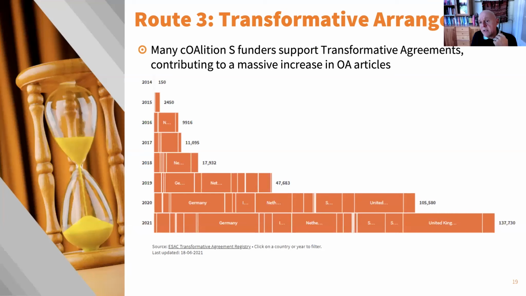And we can see indeed that transformative agreements, especially in Europe, have contributed enormously to the growth of open access articles. In 2015, you can see the numbers there. There's a large number of articles that have been published in open access thanks to these transformative agreements that libraries have concluded with the publishers.